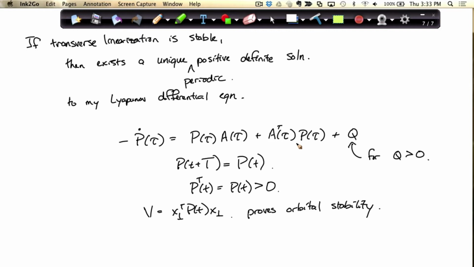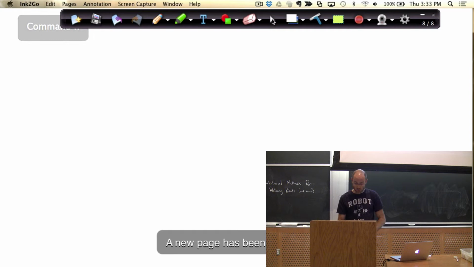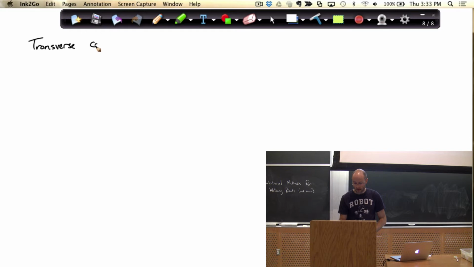Well, let's think about the rimless wheel first, okay? But actually, there's something important I didn't say yet. So how do I do this, how do I do transverse coordinates for hybrid systems?